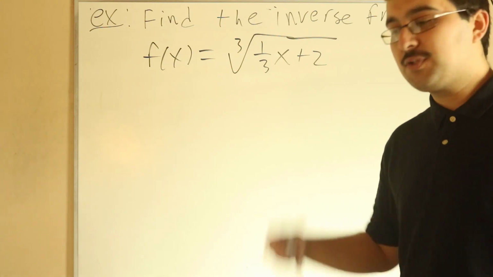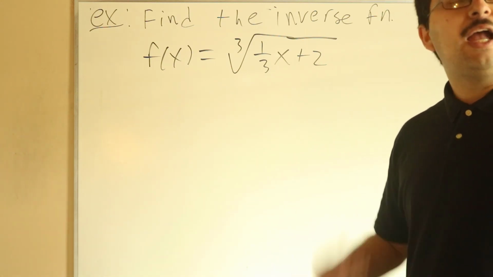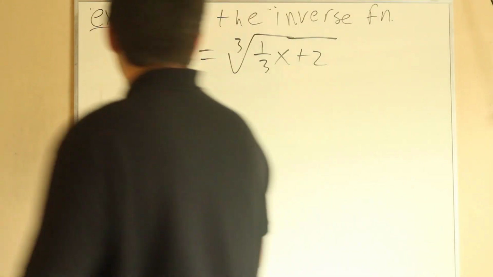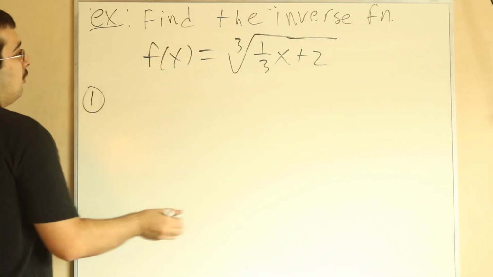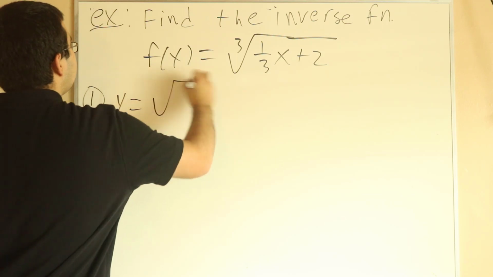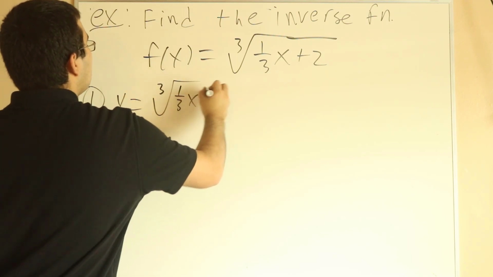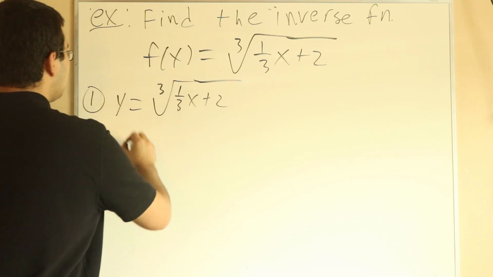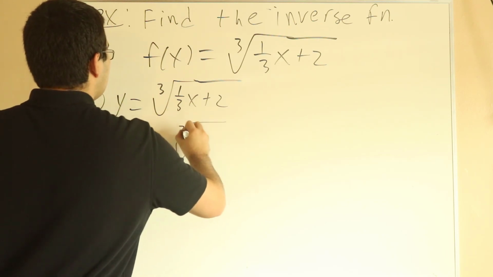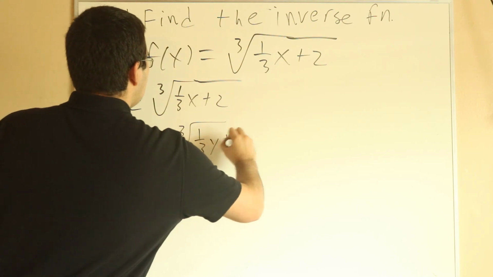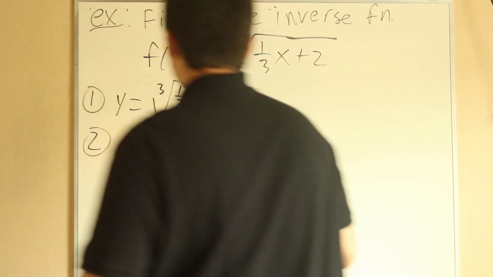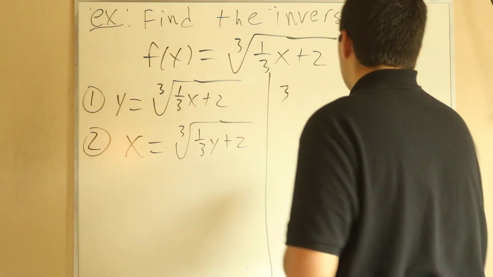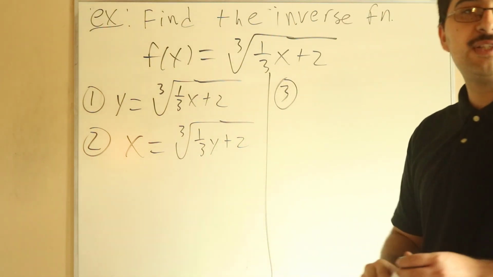Still stick to our steps, do as they tell us to do, and the answer will come to us just as easily as the other example. So for our step 1, we're going to replace f of x with y. Okay, step 2, swap our variables. All right, and then for step 3, now we want to solve for this variable y.